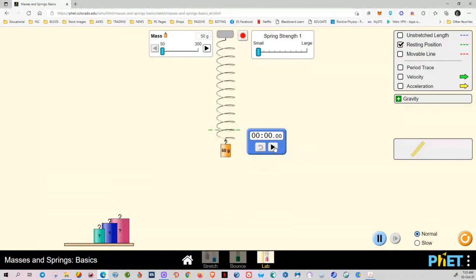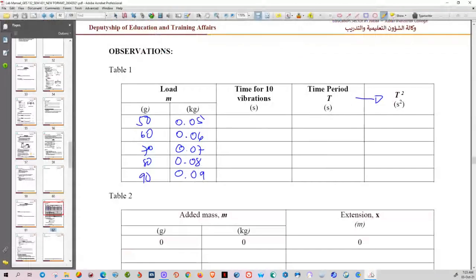Okay, so I will start from the top. 1, 2, 3, 4, 5, 6, 7, 8, 9, 10. So you must stop the stopwatch at 10. In order to verify if your timing is correct, you can repeat it. So let's say 8.2. Okay? So initially, let's write it here. Time for 10 vibrations, 8.2.